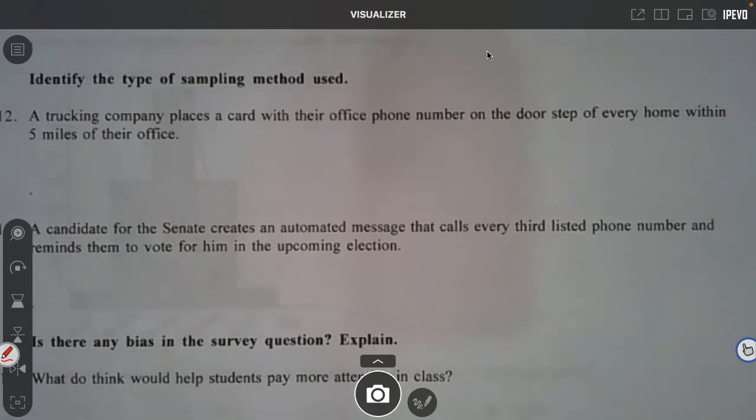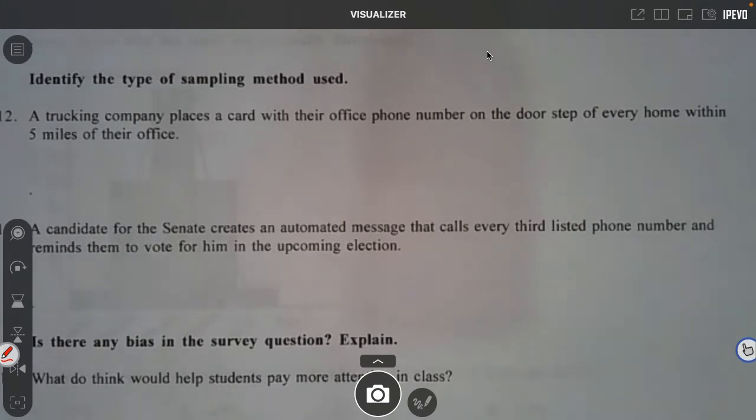What's that? Systematic. But it's every home. Systematic would be every 7th. But it's within 5 miles. Self-selected? No, it's just random. Convenience. I would say it's convenience. They just went within that 5 mile area. They didn't have to drive all over, and they just did every one of them. Systematic is going to be like every third, or every fifth, or every seventh, or every other. Convenience, right?